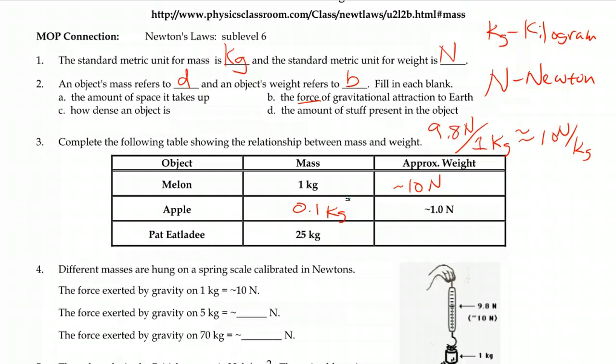If Pat here has a mass of 25 kilograms, then 25 kilograms times 10 newtons per kilogram would give us, on the surface of the Earth, a weight of approximately 250 newtons. So the relationship is always a factor of 9.8, larger or smaller, and it is often rounded to 10, and it is based on the gravitational field strength of the Earth at its surface. If you move out into space, into orbit, that's going to change somewhat. If you are going to the moon, that's going to change to a totally different value. It's only good here at the surface of the Earth.